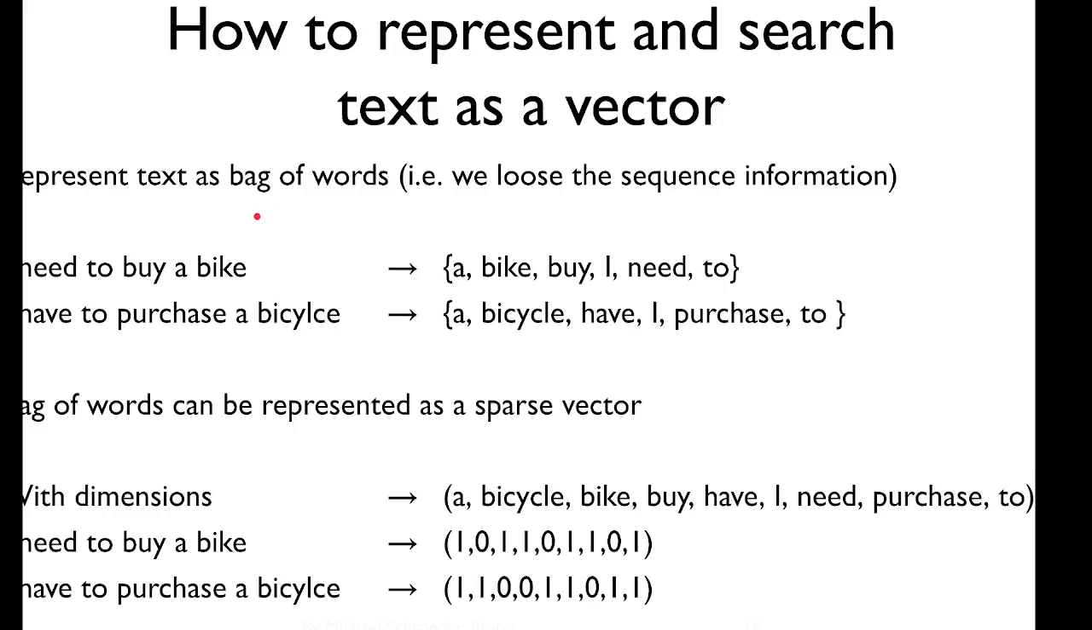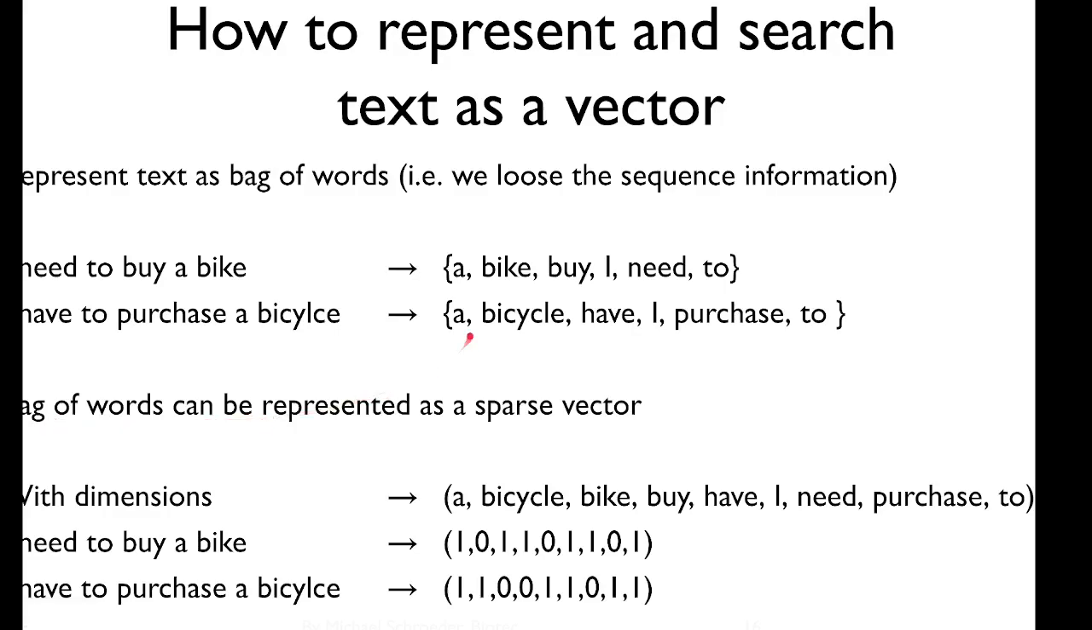And for the sake of simplicity, let's do that first of all not for trigrams, but for words. And what we're taking into account here is the trade-off between speed, which we want, and information, because we drop the sequence information. So we gain speed through dropping that piece of information. So the string I need to buy a bike becomes the set a, bike, buy, I, need, to. So the order has gone. And the same for I have to purchase a bicycle: have, I, purchase, a, bicycle, to.